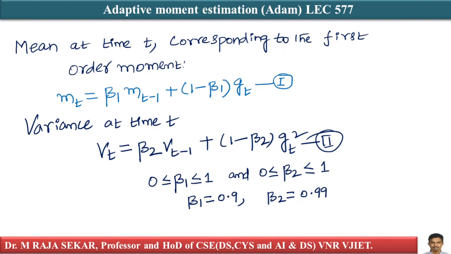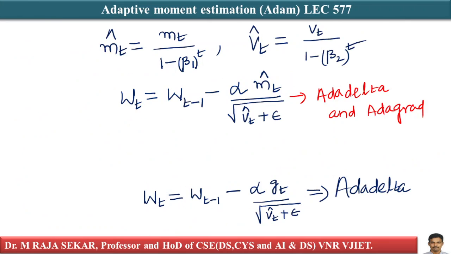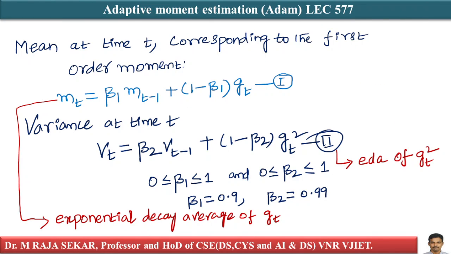What is this? My MT is nothing but the exponential decay average of GT. Just try to recall that this is nothing but EDA of GT. And what about this VT? My VT is EDA of GT squares. Just see here, this is my MT. MT is the exponential decay average of GT. And this particular one is the variance. This is EDA of GT squares.